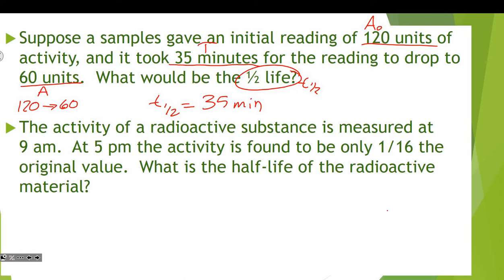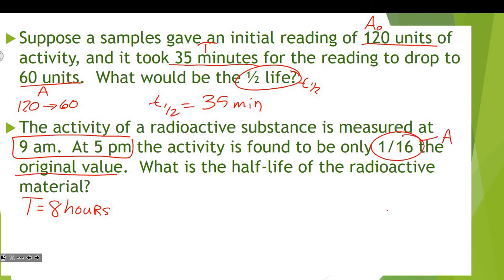We got to use a little brain power here, just a little bit. Okay, the activity of a radioactive substance is measured at 9 a.m. At 5 p.m., what's my distance in time? 8 hours. So T total is 8 hours. So that's my little brain power. The activity is found to be only 1/16 of the original value after that time. So what would A be?